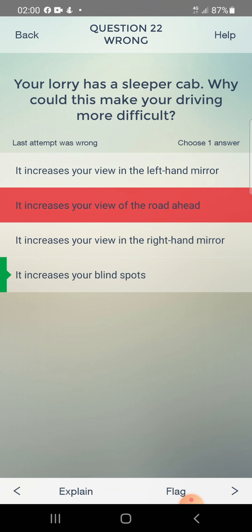Your lorry has a sleeper cab. Why could this make your driving more difficult? It increases your blind spots. Okay.